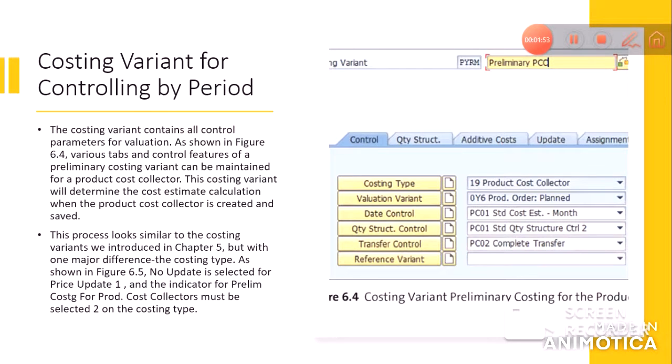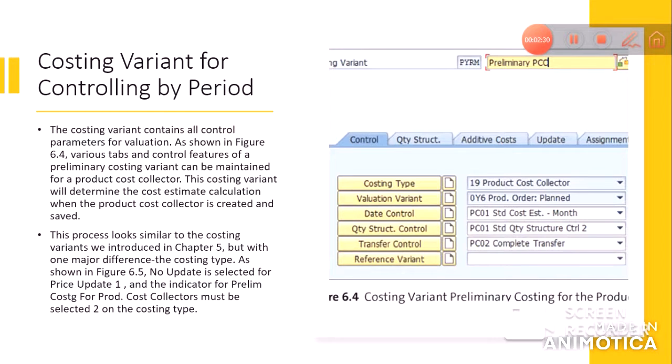This process looks similar to the costing variants we introduced in the previous video, but with one major difference: the costing type. As shown in this figure, no update is selected for price update, and the indicator for preliminary costing for production cost collectors must be selected on the costing type.